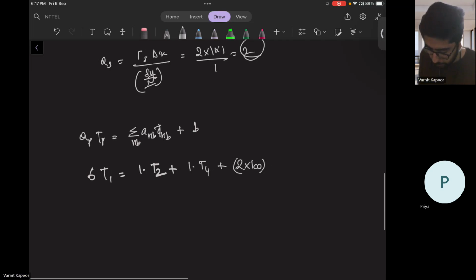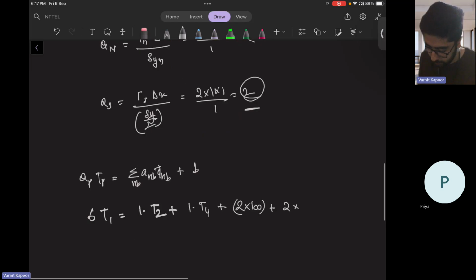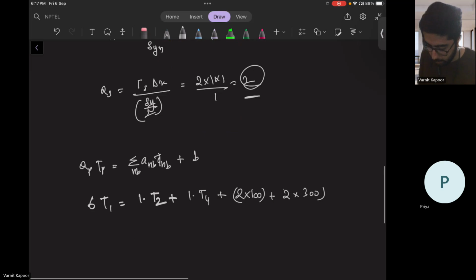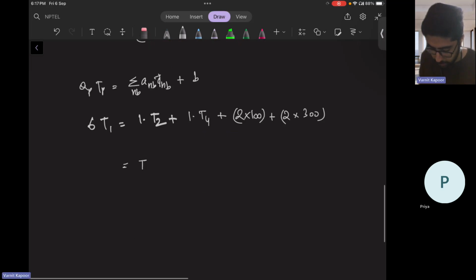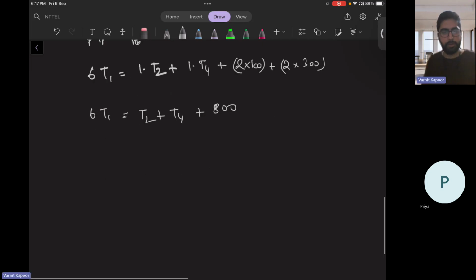Plus, again, the coefficient for south is 2. A south, if you observe here. And the boundary temperature is given to be 300 degrees Celsius. So that is 6 T1 is equal to T2 plus T4 plus 200 plus 600, 800. This is your equation for node 1. Similarly, you can write the equation for nodes 2, 3, 4.